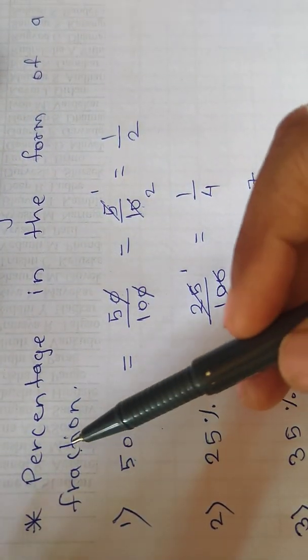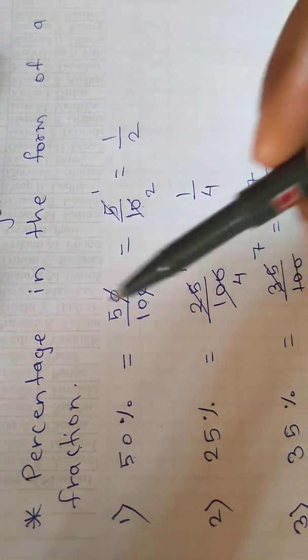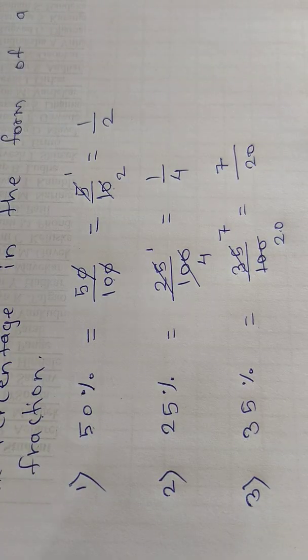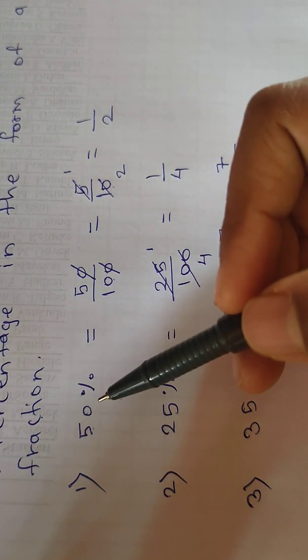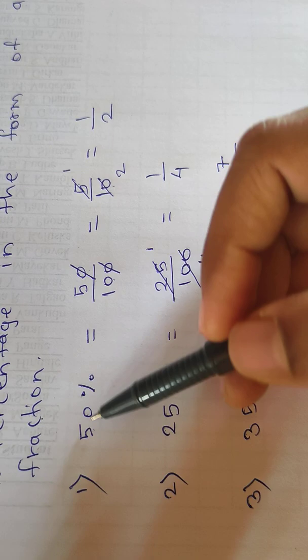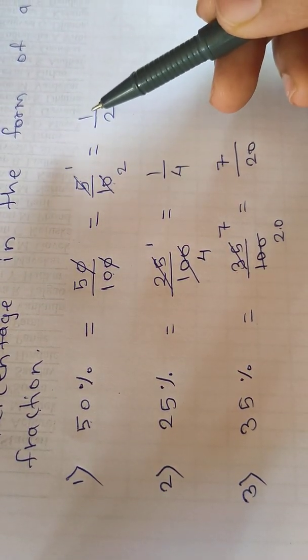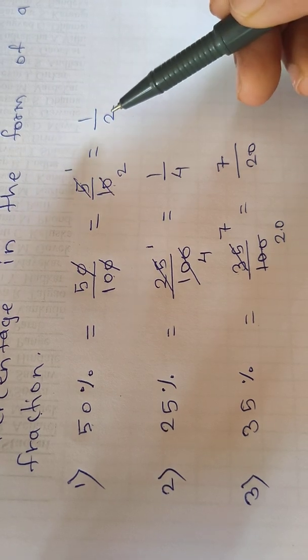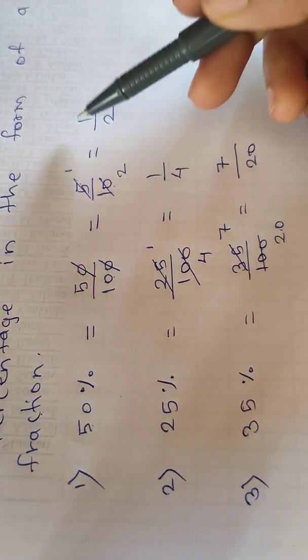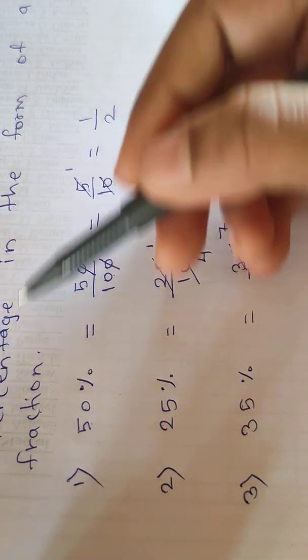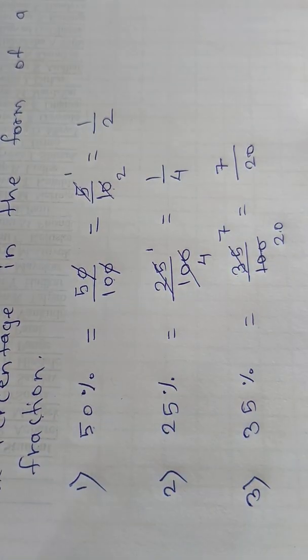Now what will we do? Fraction in the form of a percentage. See now, in these examples, we were given percentage and we found the fractional form. Fractional means in the form of numerator and denominator. Now we will go in reverse. Numerator and denominator form will be given and we have to go back to percentage.